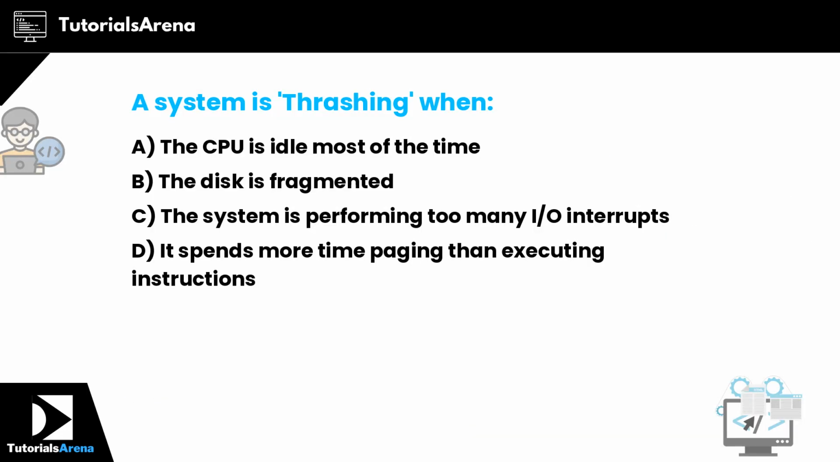A system is thrashing when. The correct answer is option D. It spends more time paging than executing instructions.